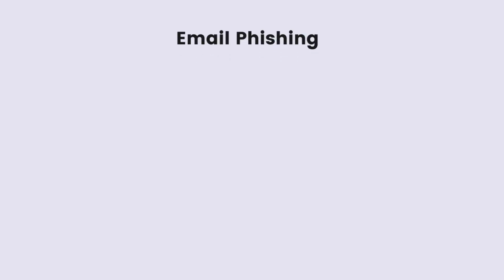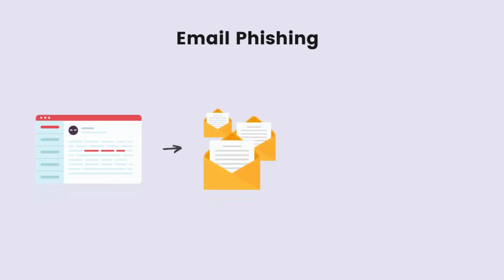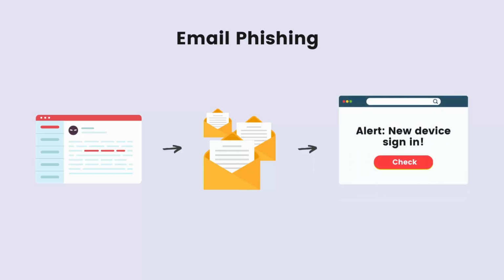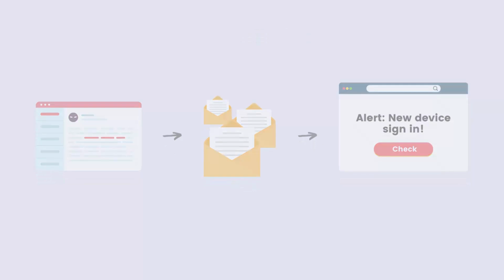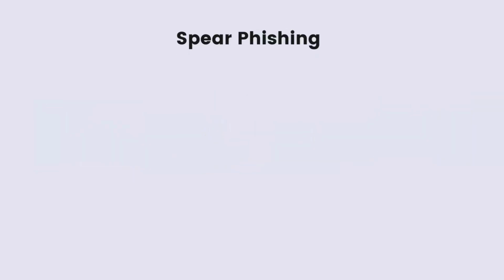Email phishing is the most prevalent form of phishing, where these fraudulent emails are sent to any email address they can acquire. Typically, the email notifies you of a compromise to your account and urges you to respond promptly by clicking on the link provided. Spear phishing is a specialized type of phishing in which attackers tailor their messages to target particular individuals or organizations.